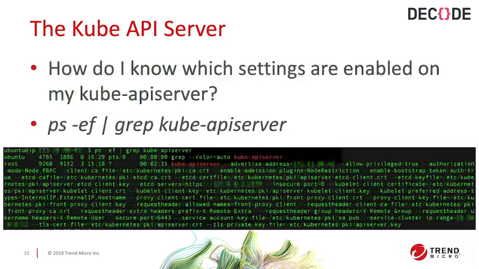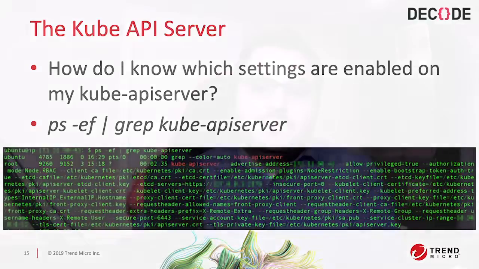Still talking about the API server, right? There are many settings that are enabled once you start your cluster. How do you know which settings are enabled? You can issue this command here, ps -ef | grep kube-apiserver, on your master node if you have access to it, and you're going to see all the flags that are enabled on the Kube API server process, right?